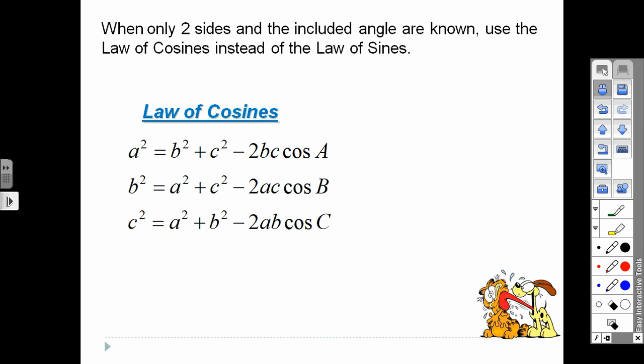And the reason that we would use this is if you have two sides and an included angle, then you can use the law of cosines instead of the law of sines. Also, if you know all three sides and you don't know any of the angles, you could use this to solve for one of the angles, A, B, or C. So let's put this into play. Let's see how this works, huh?